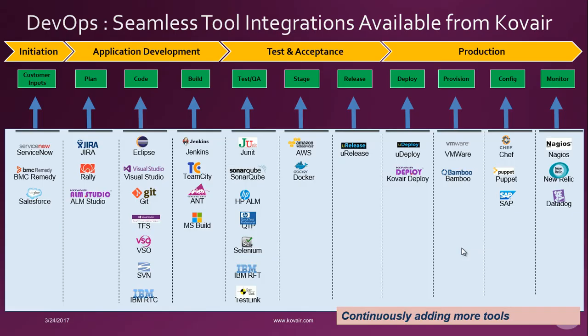In this slide, we can find how the different sectors of a project like initiation, application development, test and acceptance, production are brought together. Kovair has integrated with various tools to frame a complete automated integrated solution. We use ServiceNow, Salesforce for customer inputs, Eclipse, Visual Studio for coding, SVN as a repository for code files, Jenkins for build, and so on.